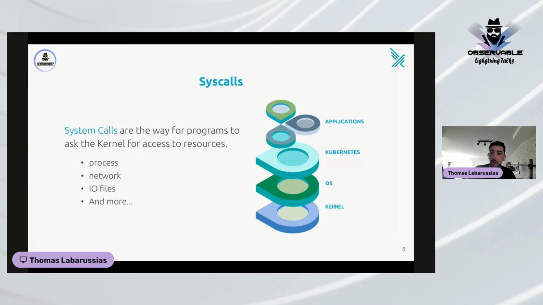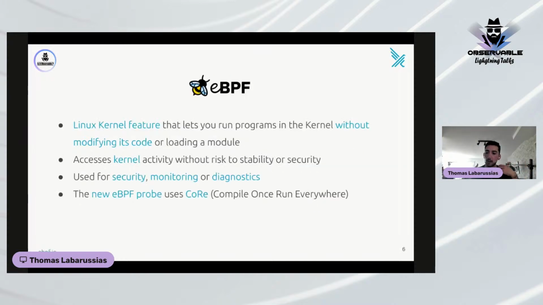So if you are able to collect these syscalls, the answer and the response, technically you can see everything that is happening inside your system at the lowest level. And this is exactly what Falco does. Thanks to eBPF, we collect these syscalls and then we enrich them with some metadata.